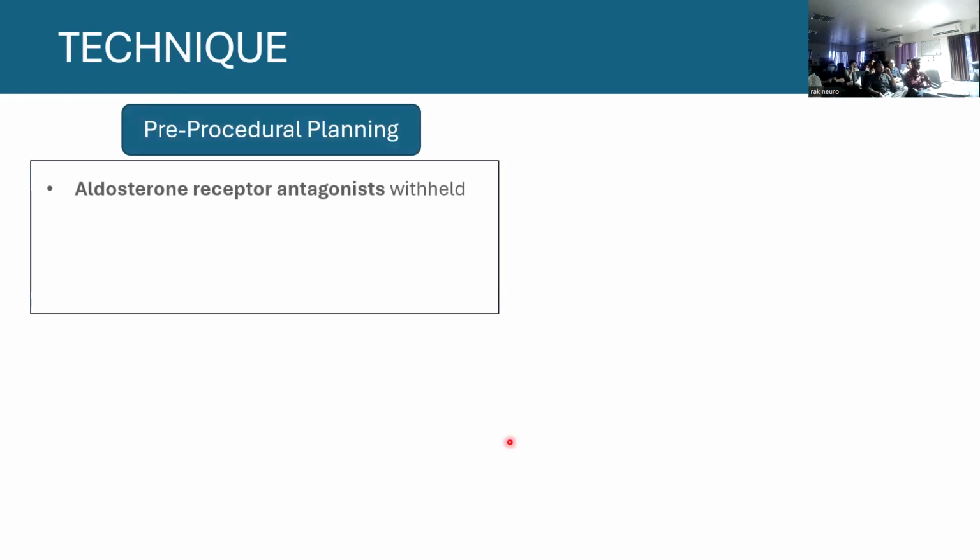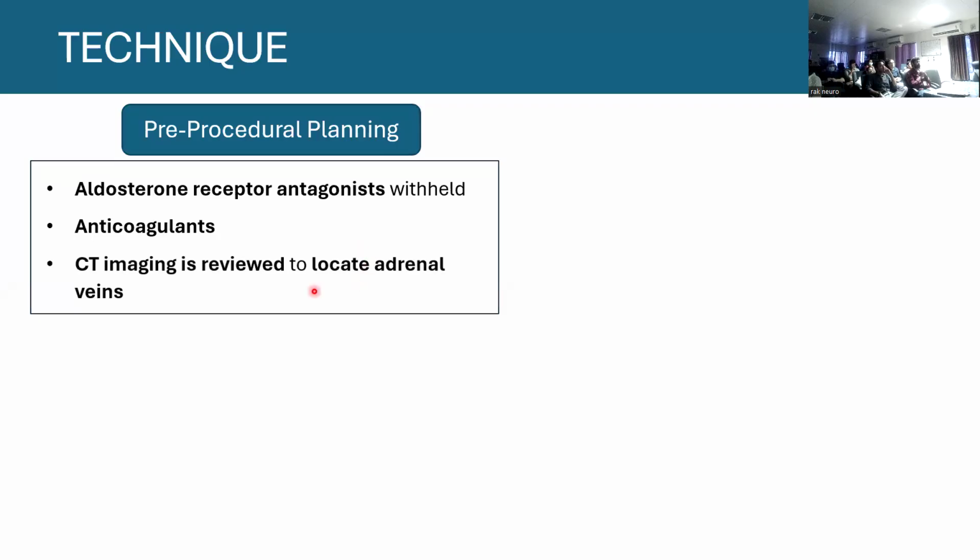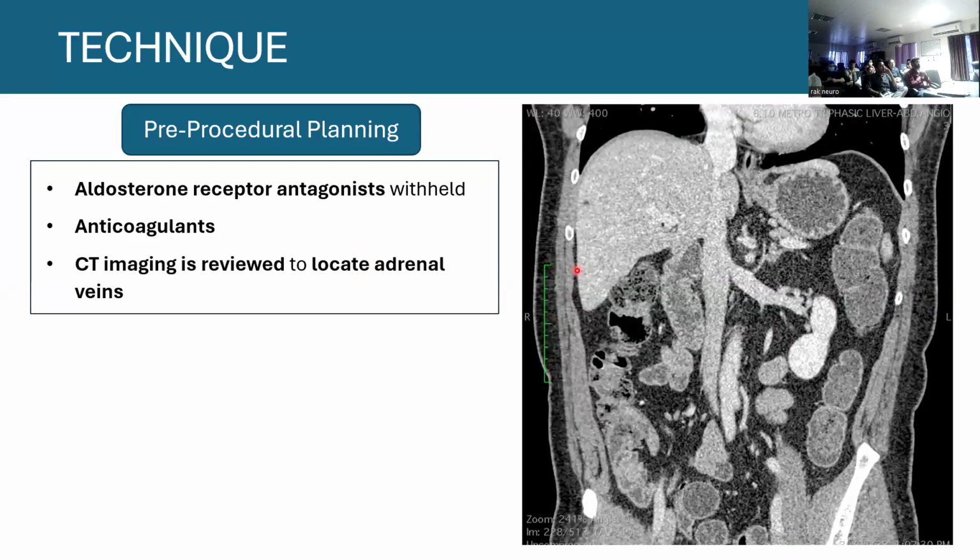Before we do it, generally you have to withhold all aldosterone antagonists that your patient is put on. Anticoagulants have to be stopped. Also, your CT imaging has to be reviewed as to the location of the adrenal vein. So this is the left renal vein. The left adrenal vein can be readily seen in all CTs. In general, this is the left phrenic and adrenal trunk that will further divide into a phrenic vein as well as the left adrenal vein. It forms a V that I'll show in the angio.